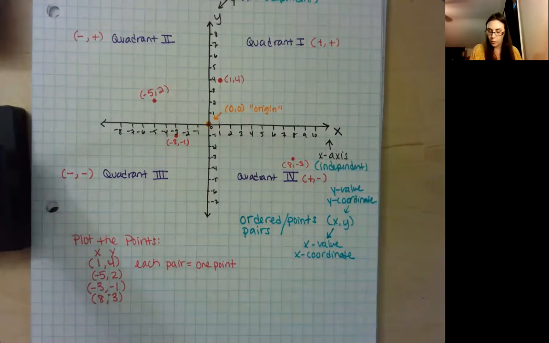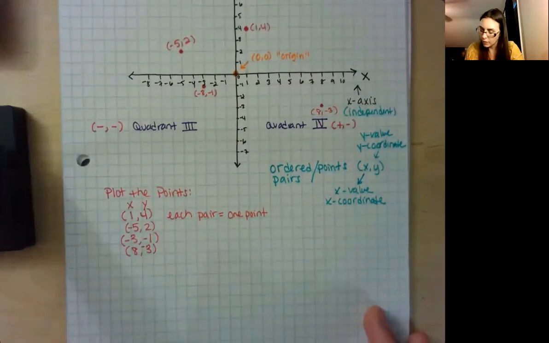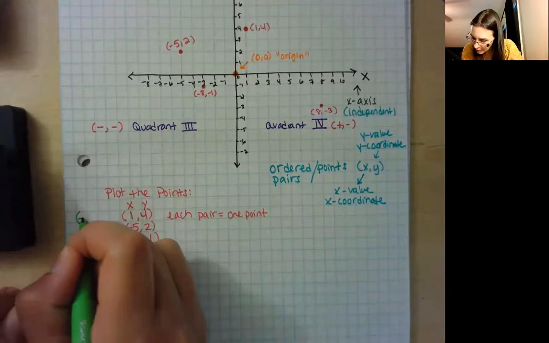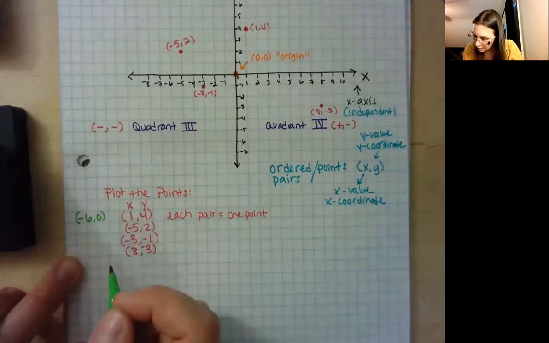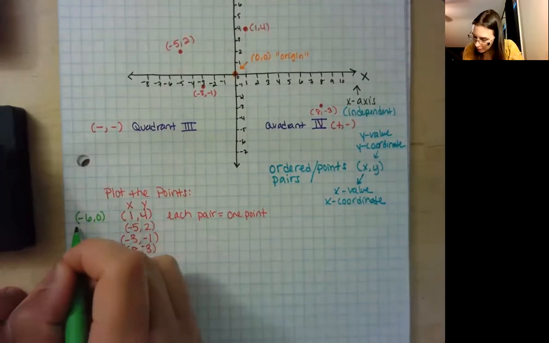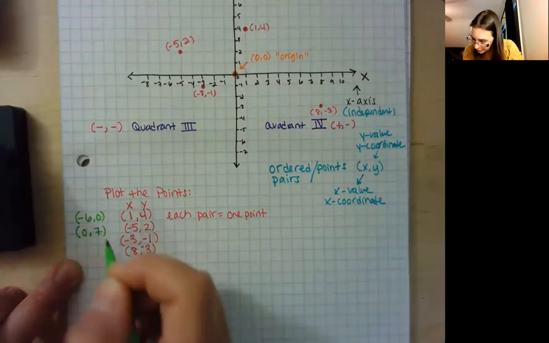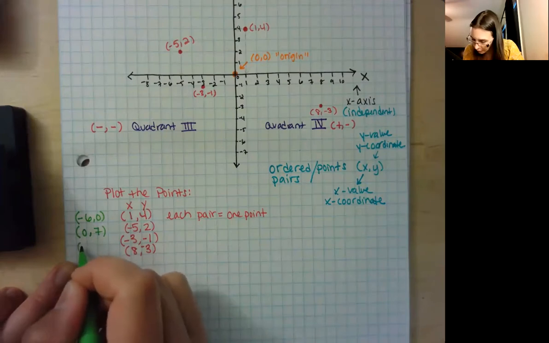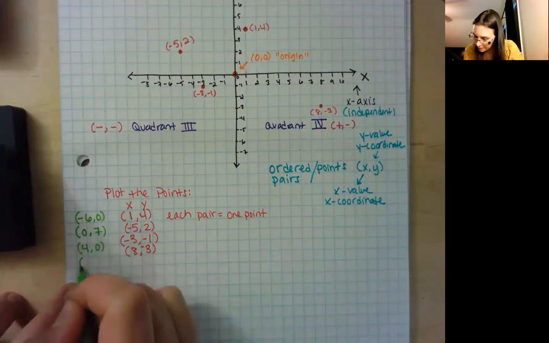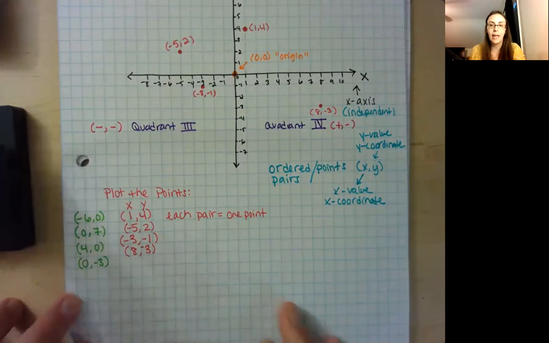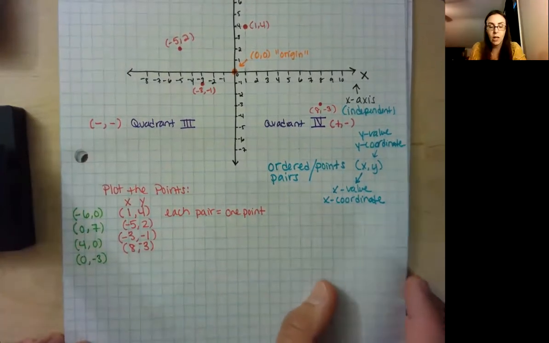I do want to plot a few more points. All right, I'm just going to write them over here. So let's plot -6, 0, 0, 7, 4, 0, and 0, -3. I'm just going to do these in green just to see some different colors here and to showcase these.